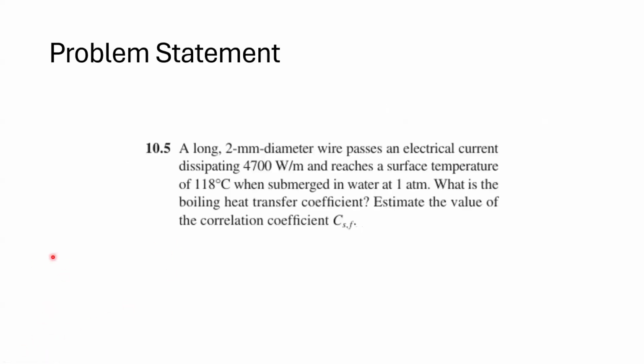So looking at the problem statement, we have a long 2 mm diameter wire. This wire is dissipating 4,700 watts per meter worth of power, and it reaches a surface temperature of 118 degrees Celsius when submerged in water at 1 atmosphere. So we're trying to find the heat transfer coefficient, and we're also trying to estimate the value of the correlation coefficient, C subscript SF.